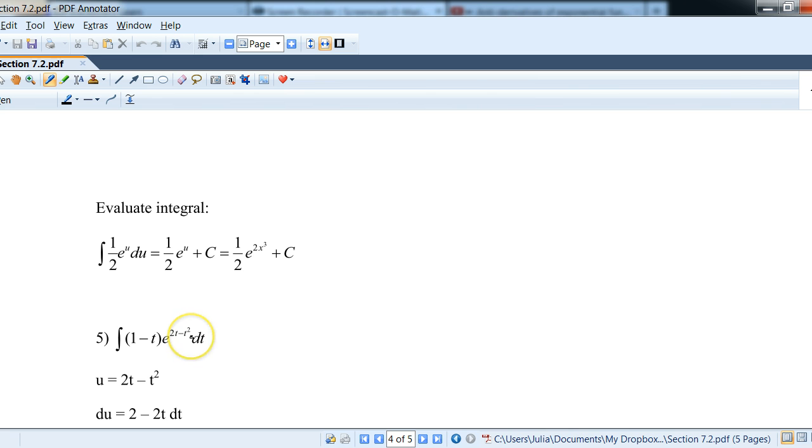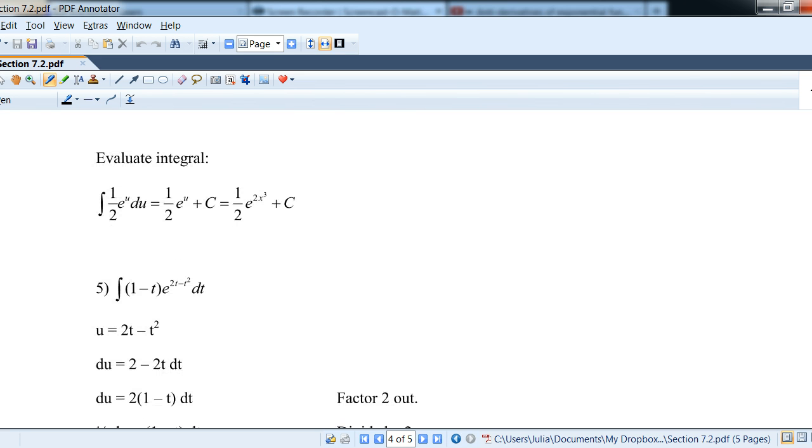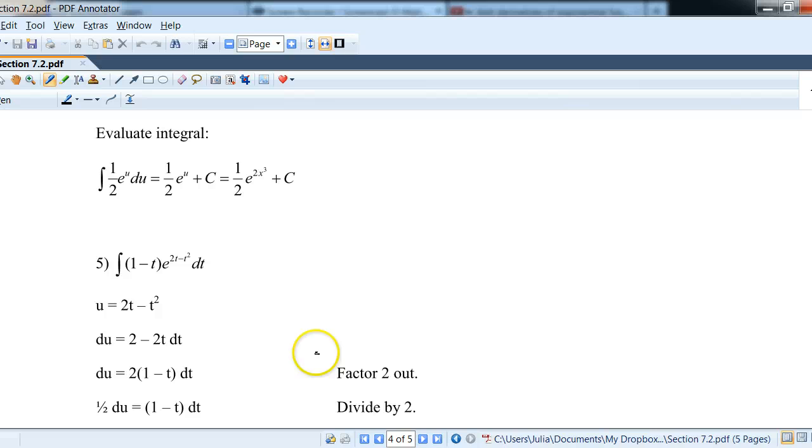So the next one is another exponential, very similar. Again, we can let the u equal to the exponent 2t minus t squared. Take the derivative of the u, so we're getting 2 minus 2t times dt. Really, I should have put parentheses, but it's the same kind of idea. But then, again, it doesn't match exactly with a 1 minus t, but notice how you can factor out the 2. So you'll get 1 minus t dt. So now it matches exactly, divide by a half.